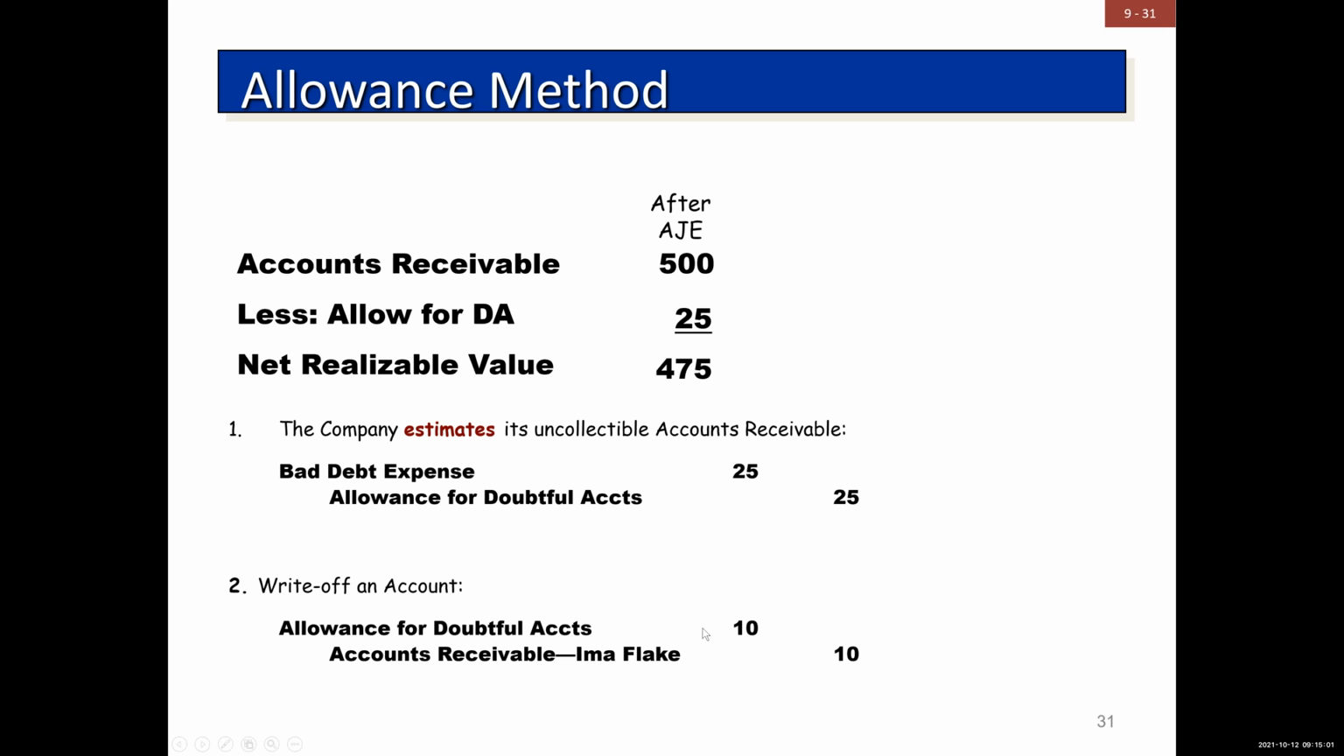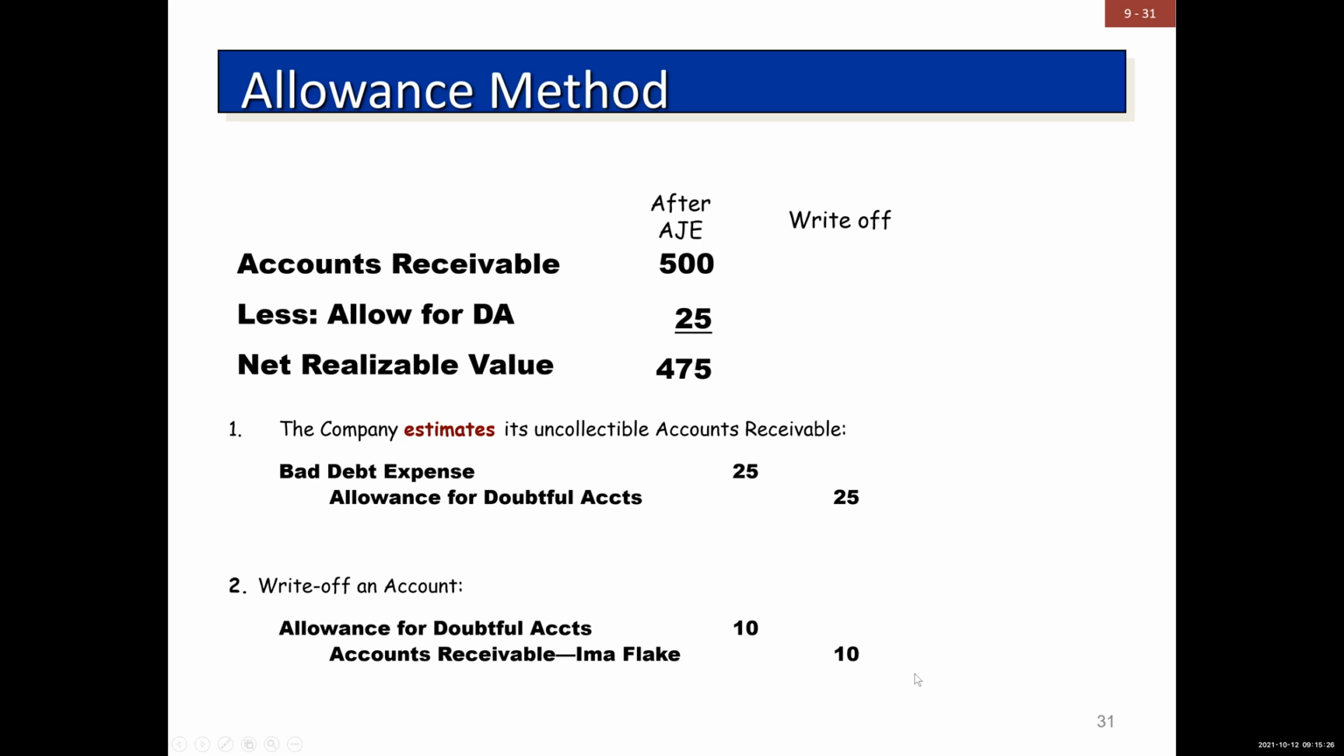Debit allowance for doubtful accounts, and credit accounts receivable. So you're taking out the receivable, which makes sense, you're writing it off, but also you're taking Ima's part of the allowance, right? Because we estimated that somebody's going to go bad and Ima's part of that. So now we take it out. But look at the effect on net realizable value when we do this.